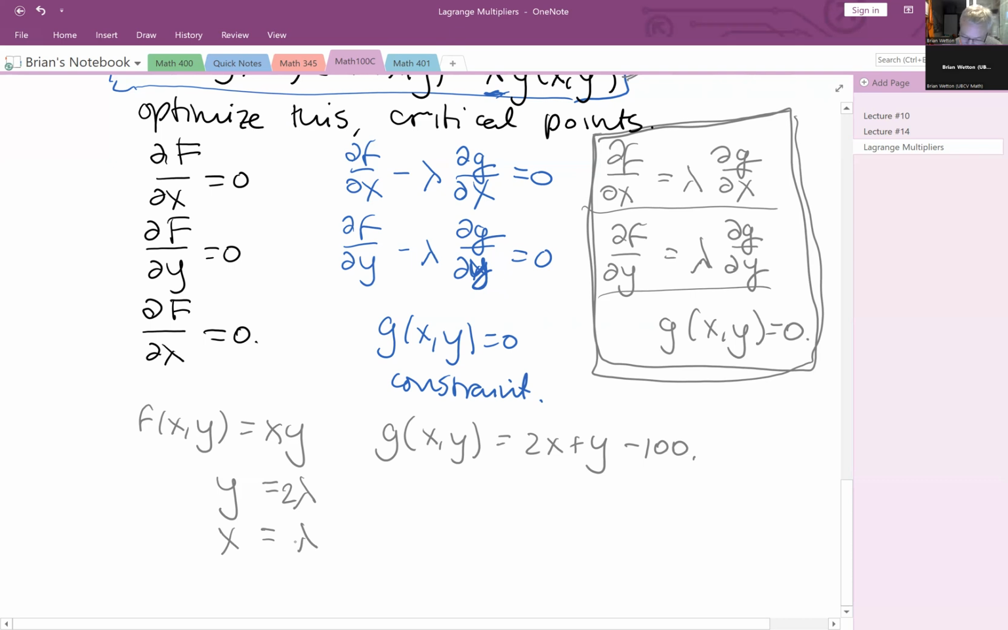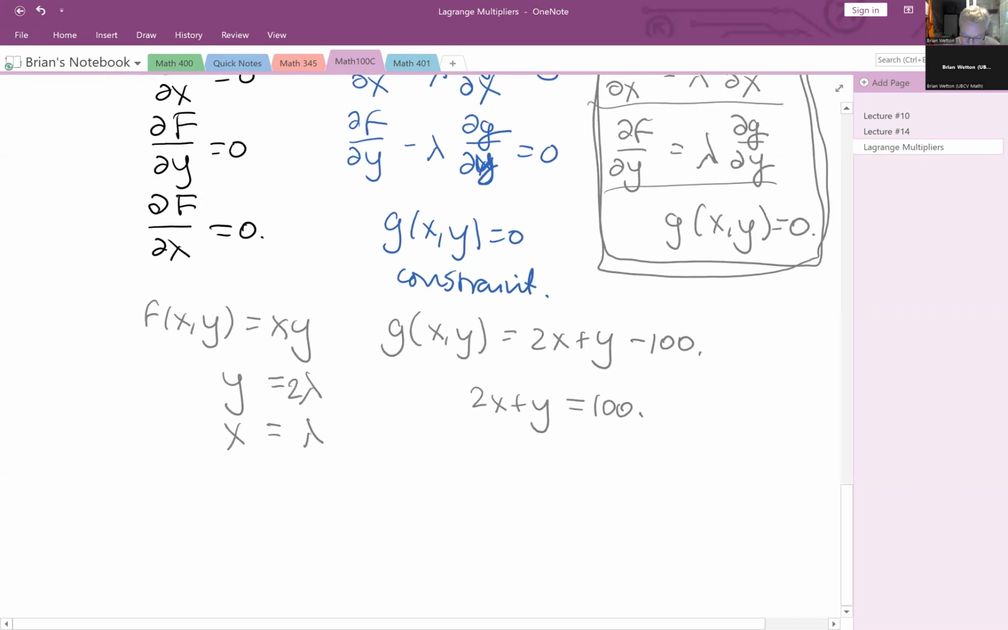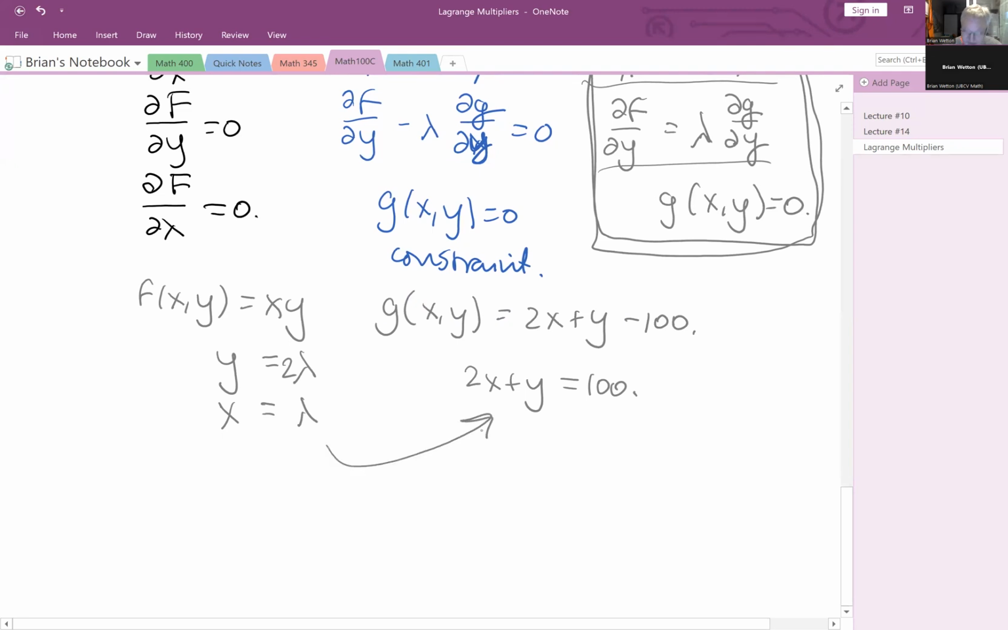And then I also have 2x plus y is equal to 100. I'm on my constraint. Now you can see this works out pretty nicely. I can just put those in there and solve for lambda, and I end up with 4 lambda is equal to 100. That tells me that lambda is 25. And once I found lambda, then I can figure out the x value is just lambda, and the y value is 2 times lambda. Of course, the same solution that we had before.